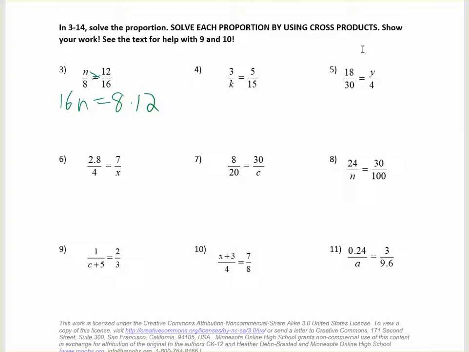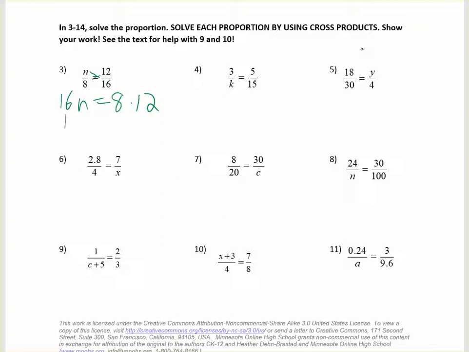Now the more work you show on your assignment, the better, because then if you get the wrong answer, I can look back at your work and help you figure it out. I don't specify in this assignment that you have to show your work for full credit, but in many of our assignments you will have to.